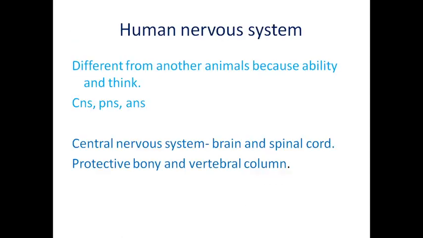The next topic is the human nervous system. There are three types of nervous system: one is called CNS, another is called PNS, and the third is called ANS. CNS means central nervous system. The central nervous system consists of the brain and spinal cord. Next one is the peripheral nervous system, and ANS is called the autonomic nervous system. The peripheral nervous system consists of the spinal nerves as well as the cranial nerves.